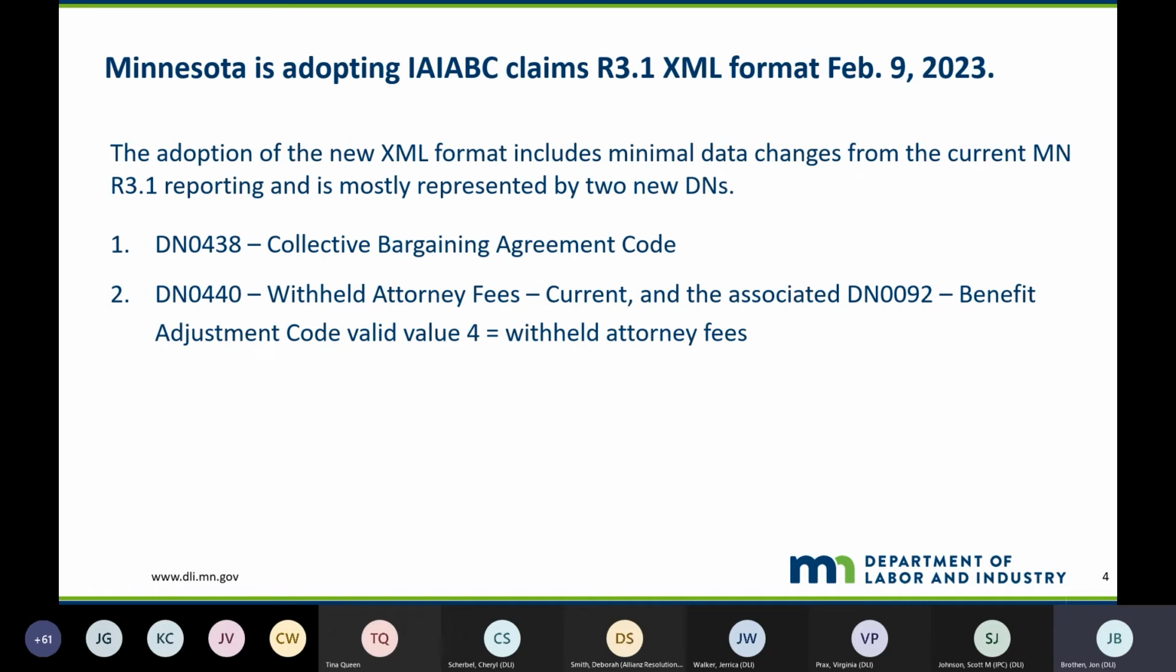However, there will be two new DNs, two new data elements that are traded with Minnesota, that will come into play and that pretty much everyone will have some impact on their claims reporting. That's, of course, the collective bargaining agreement code, as we can see here, and the withheld attorney's fees current DN, as well as its associated benefit adjustment code, which is 4 for withheld attorney's fees. So let's look at slide 5.